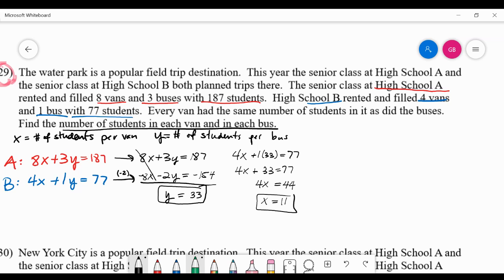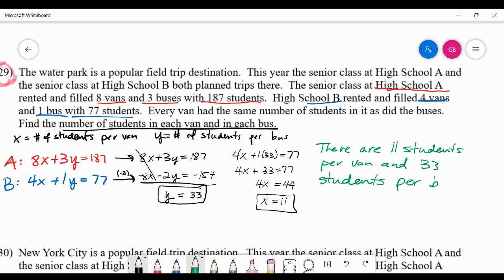So now my answer. Find the number of students in each van and in each bus. Okay, so there are 11 students per van and 33 students per bus. And that's it.